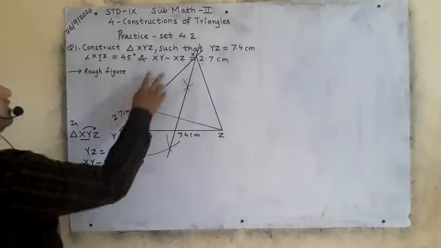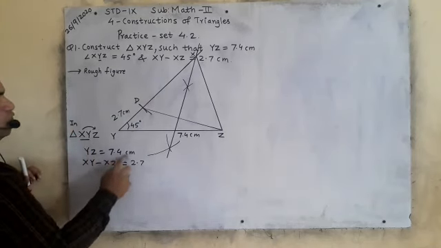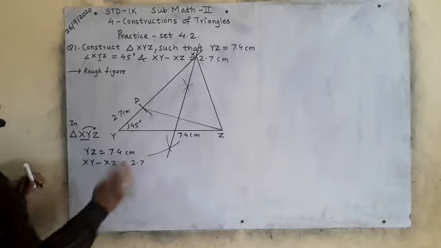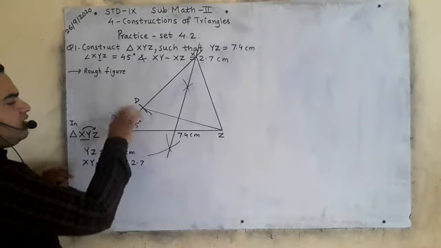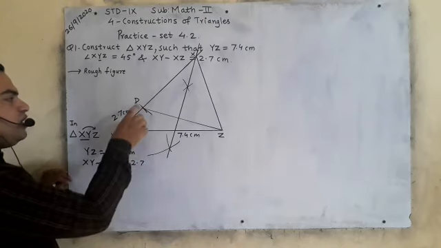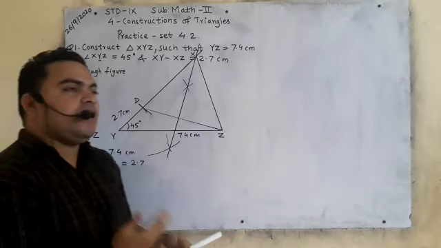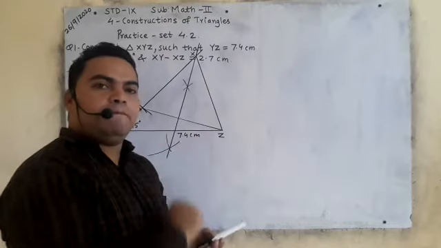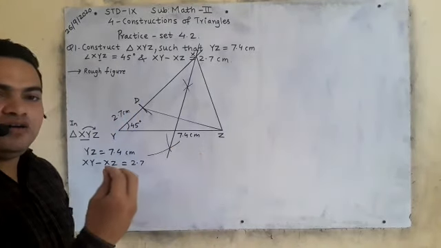Now my dear students, in this question, in triangle XYZ, YZ is 7.4 centimeter and XY minus XZ is equal to 2.7. Now in some questions you have to take the arc above and in some questions you have to take the arc below. But what will be the difference? How will you understand which arc will come above and which arc will come below? Pay attention, there is an idea, or there is a logic.